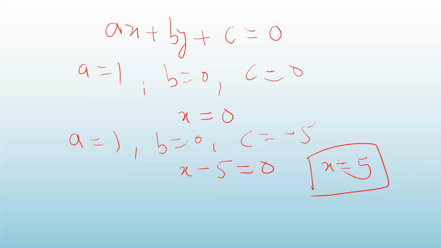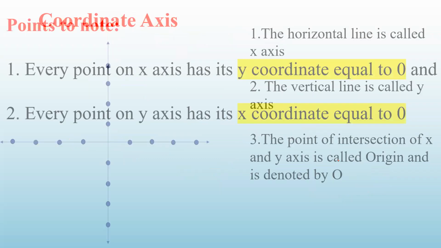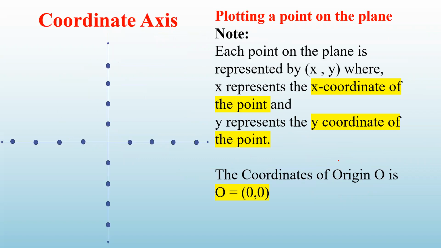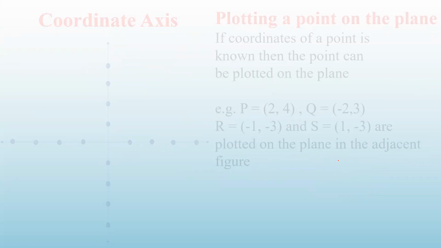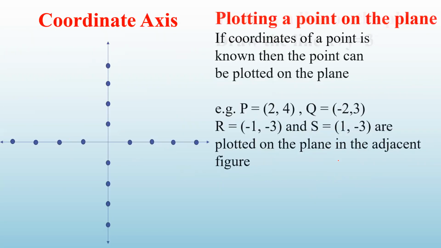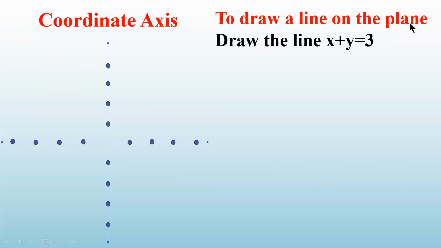So yesterday we have seen how to draw, I think, 4 types of lines. One x-axis, you already know, y-axis, you already know. Then the line parallel to x-axis and parallel to y-axis. And then one more line we have seen, to draw a line on the plane. Okay, this was our topic.